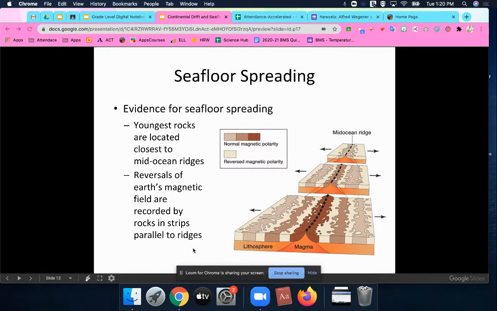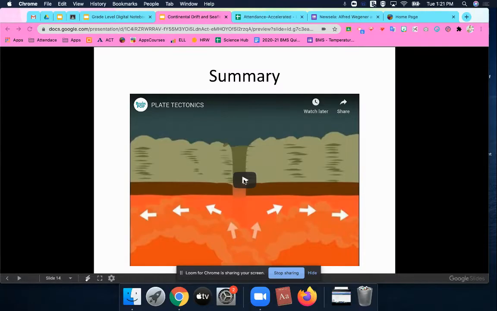Seafloor spreading. So what is some evidence that says, okay, we think this is how it happens, the how, but how do we know that's true? Well, Harry Hess said, well, this is some evidence. Youngest rocks are located closest to the mid-ocean ridge. So when that magma comes up, cools and hardens, that makes new rock, so that rock's younger. And then also they can look in the rock and see reversals of Earth's magnetic field are recorded. And so they can see the change in the polarity of these types of rocks, so that gives them more evidence. So in summary, here we go.